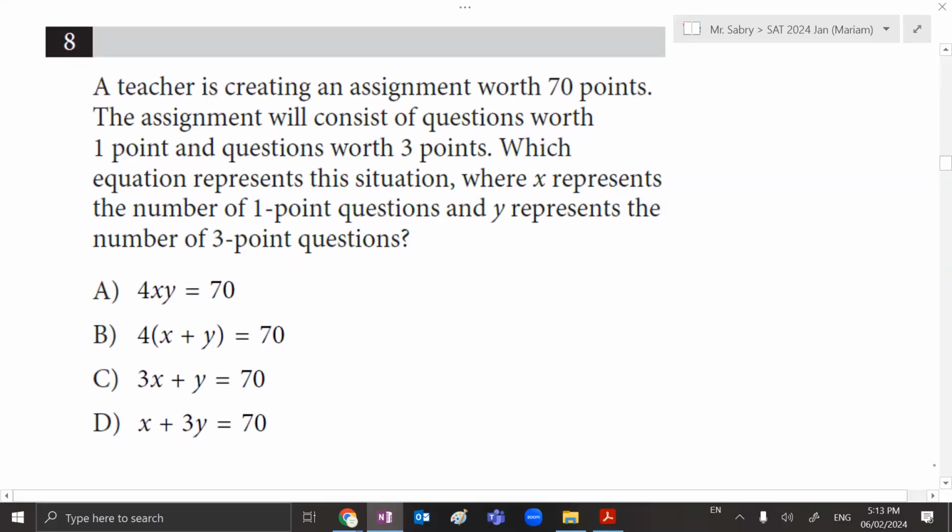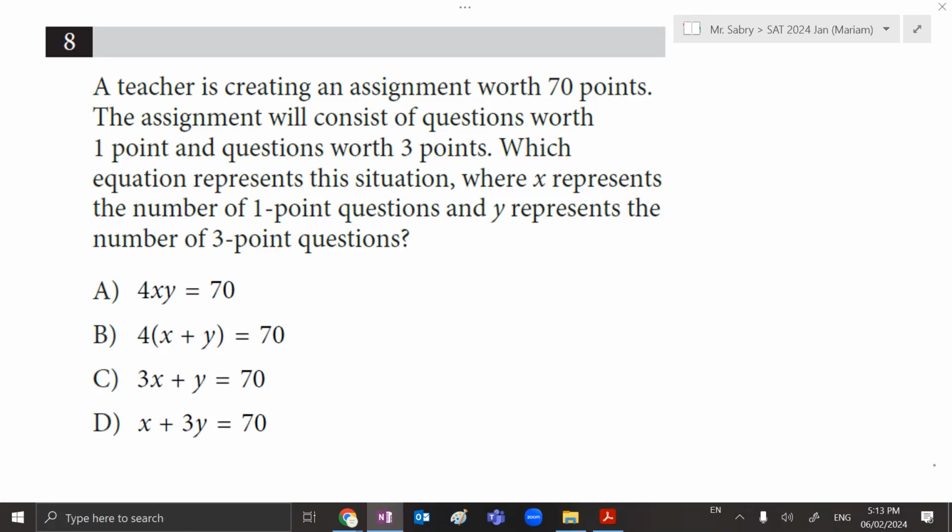A teacher is creating an assignment worth 70 points. The assignment will consist of questions worth 1 point and questions worth 3 points. Which equation represents this situation, where x represents the number of 1 point questions and y represents the number of 3 point questions? What do you understand? It's a hard one.